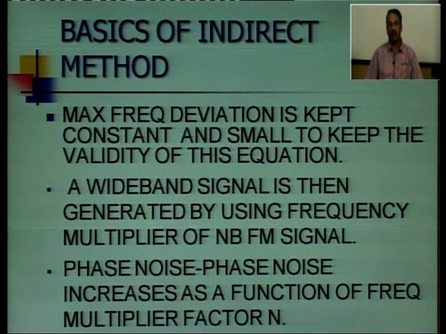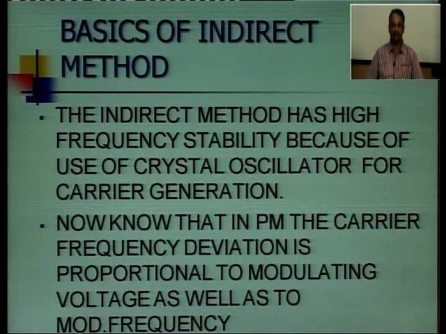Ultimately, we get a wideband FM signal by using frequency multiplication of narrowband FM signal. Phase noise increases as a function of frequency multiplied by factor n. This indirect method has high frequency stability because of use of crystal oscillator for carrier generation.